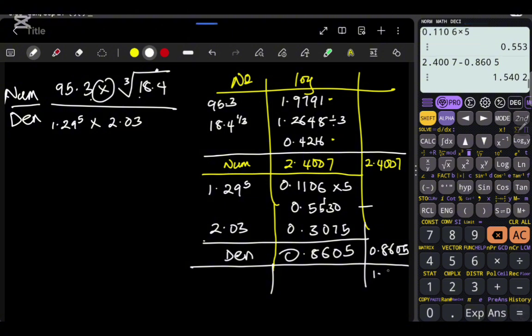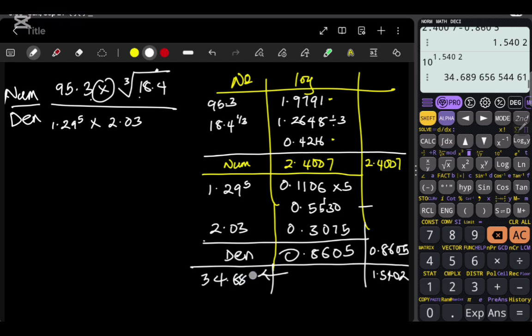That gives you 1.5402. Let me write this cleanly. 1.5402. So you simply find the antilog of this, and that is 34.689. To 3 significant figures, that is 34.7. And that is your answer.